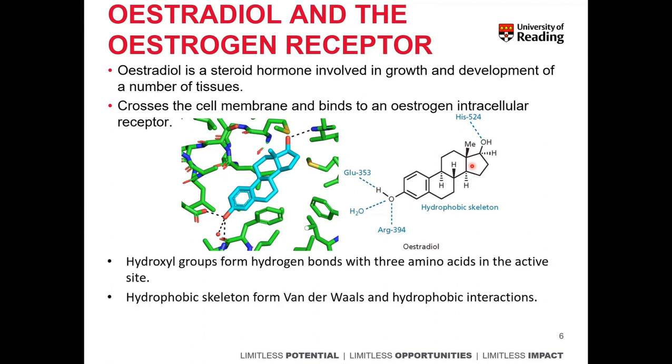Now, hydroxyl groups form bonds with 3 amino acids in the active site. So what we can see here is this hydroxyl group here and this one here form hydrogen bonds with this histidine, this glutamic acid, and this arginine. The hydrophobic skeleton is able to form van der Waals and hydrophobic interactions with the binding site. So we can see that there are a number of different interactions holding this molecule in place.